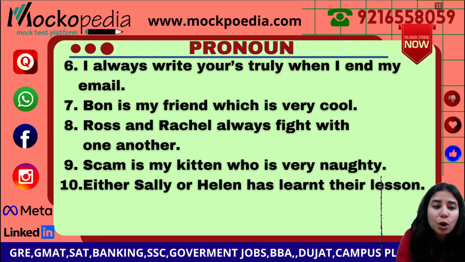Ross and Rachel always fight with one another. So instead of one another, we are going to have each other. So when we are talking about two, we are going to say each other, and when we are talking about many, we are going to say one another, right? So let's move to the ninth one.